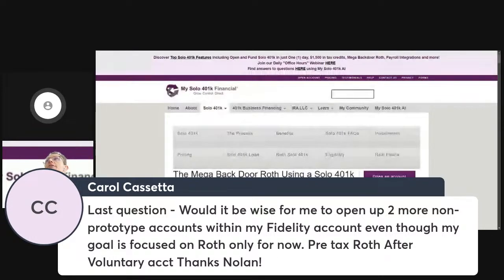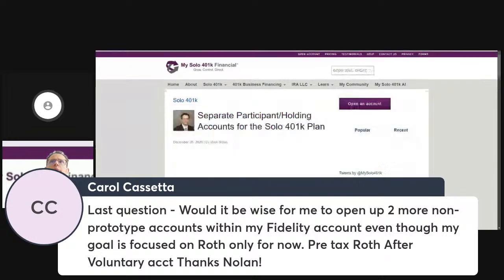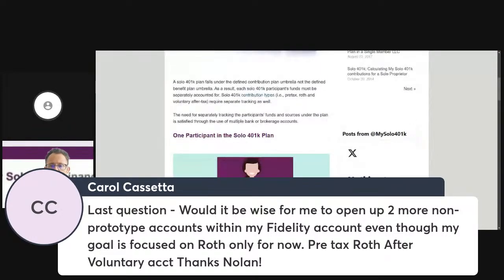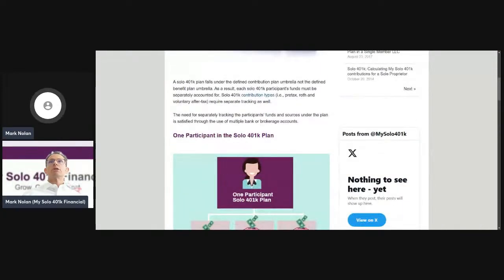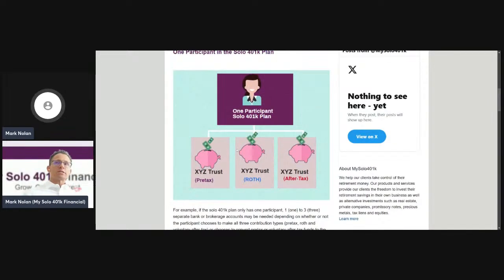Let's look at one item here real quick. Let's do a search here for separate holding accounts. So here's a good page to look at on our website regarding separate holding accounts. So here's a 1 participant plan. And again, our plan is already built to allow for all these different sources.